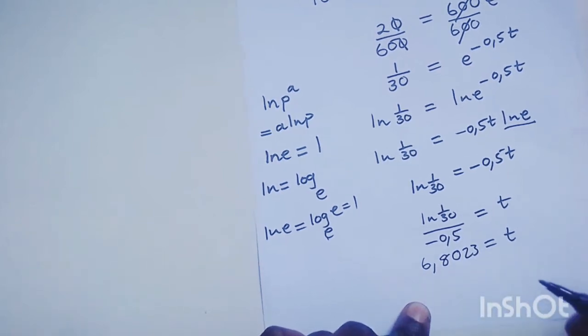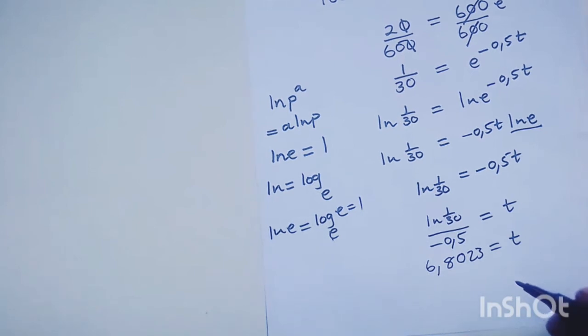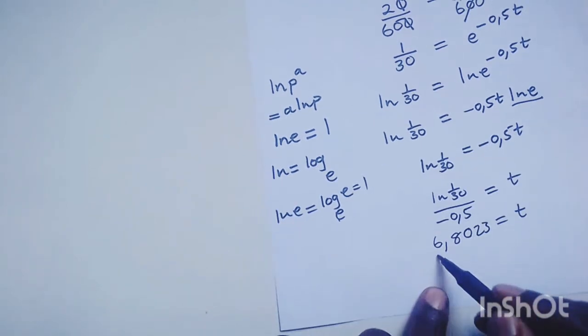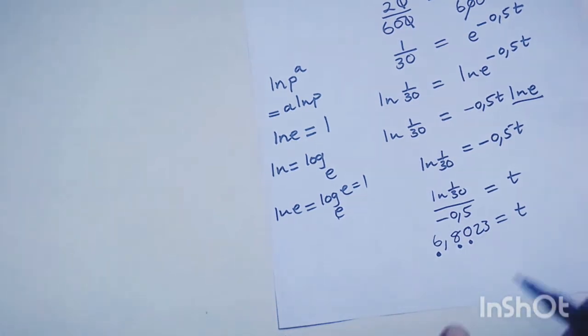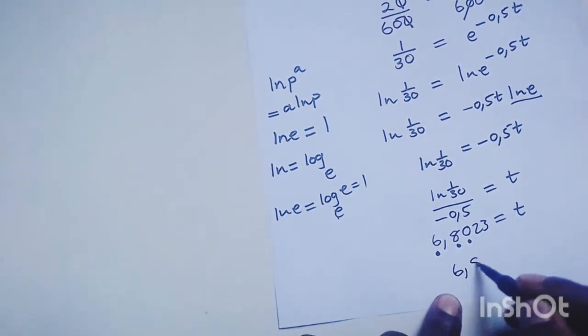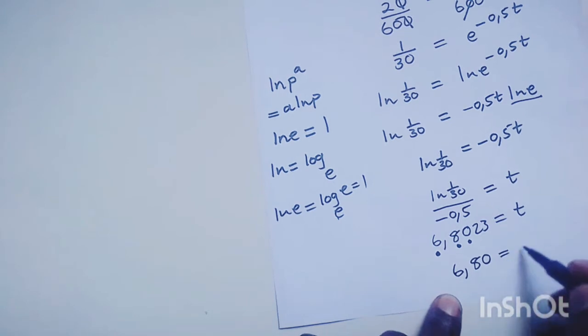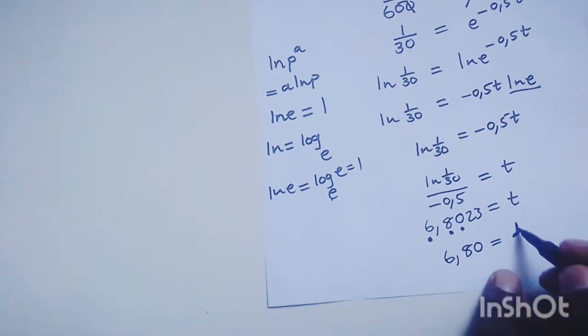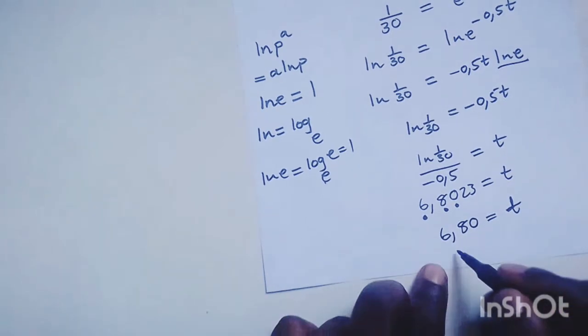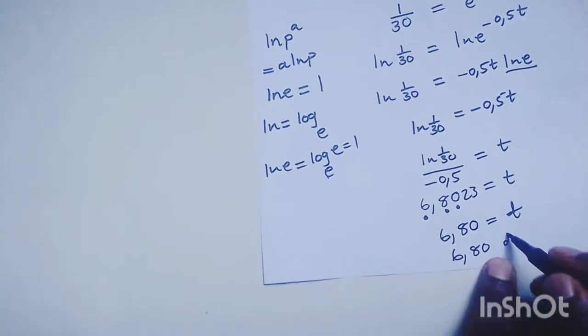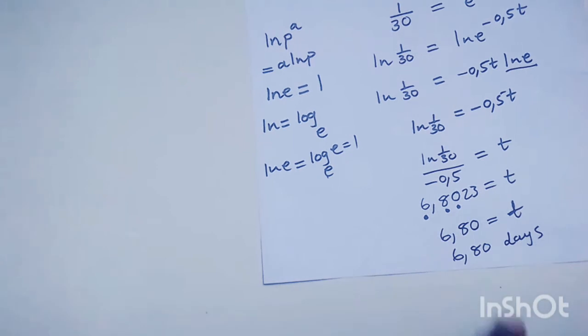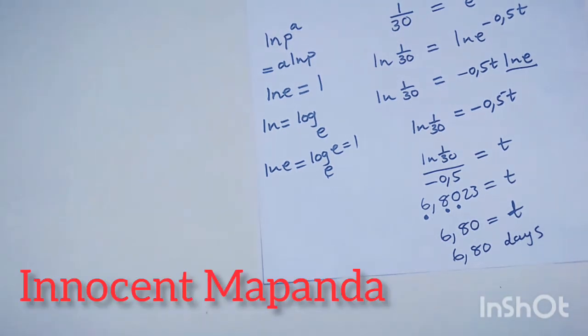6.8023, but the question requires you to give your answer to 3 significant figures. So 1, 2, 3. The next digit, 2, is less than 5, so I'm left with 6.80 equal to t. So my final answer is 6.80 days, since our time is in days. So this is how you solve for the value of t when x is equal to 980. I hope you are listening, class.